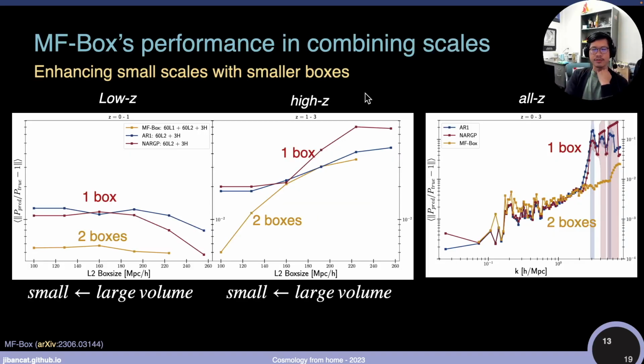For the MFBox method, the best way to see the performance is to see how it works on combining scales. So in general, two boxes work better than one box. And when you use a smaller box size in one of the low-fidelity nodes, you generally get more accuracy by using the smaller box. And in k-space, you see the most difference happens at the small scales.